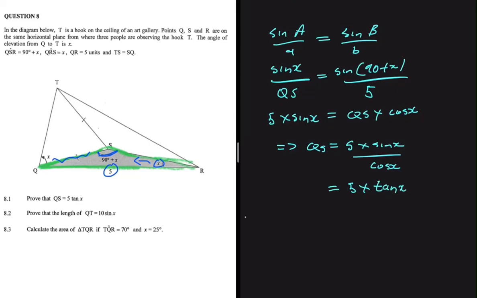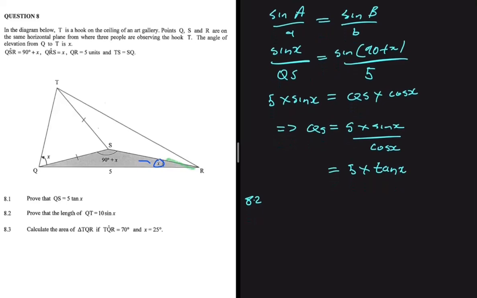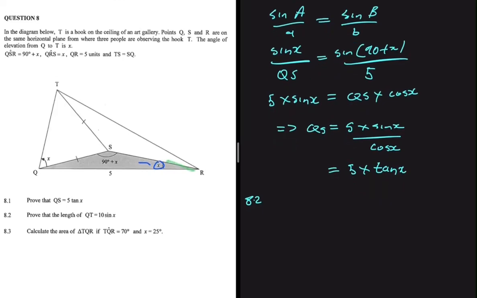Now we can look at 8.2, right? Let me just clear a few things on the sketch so that we can have a bit of clarity. Now, when we look at 8.2, the question is saying that let's prove that the length of QT is equals to 10 sine of X. So we want QT to be equals to, let me just write it here, 10 sine of X, right? And then what information do we have? We have QS, so we know that QS is 5 tan of X, but then it is indicated in our sketch that QS is equals to TS, right? So here for TS we are also going to have 5 tan of X.